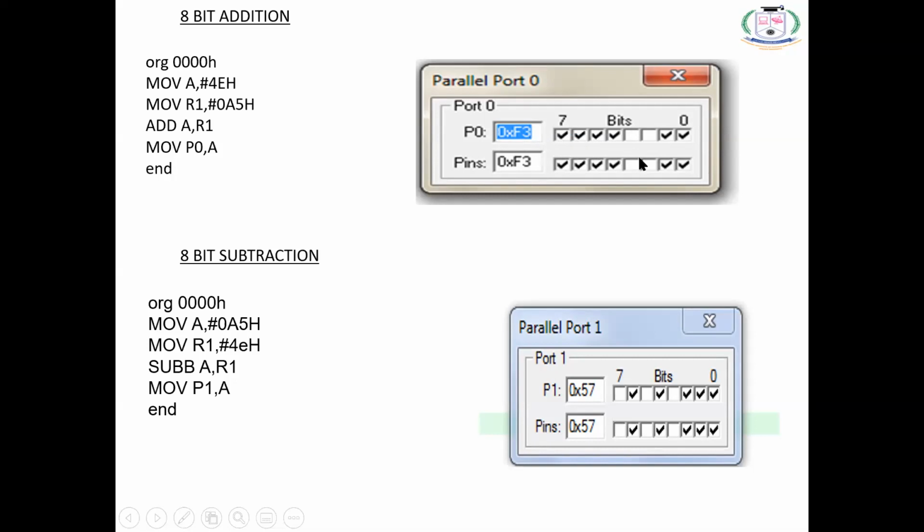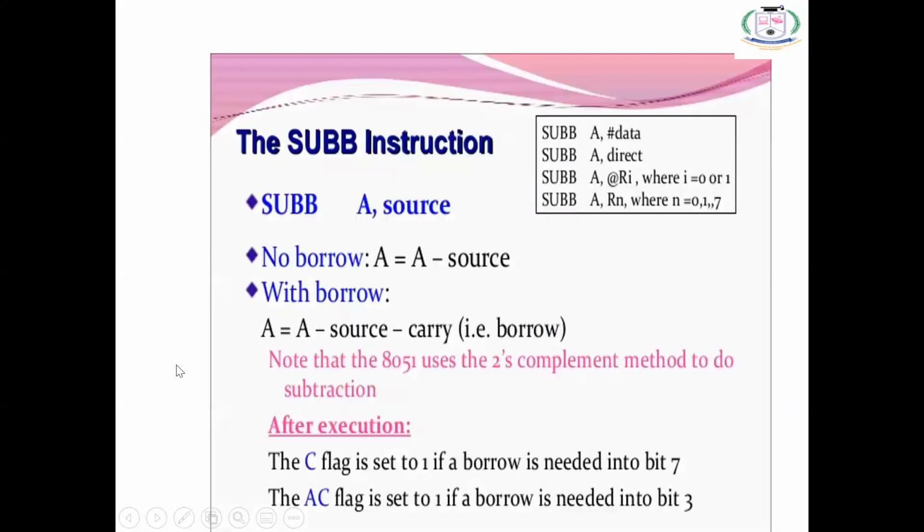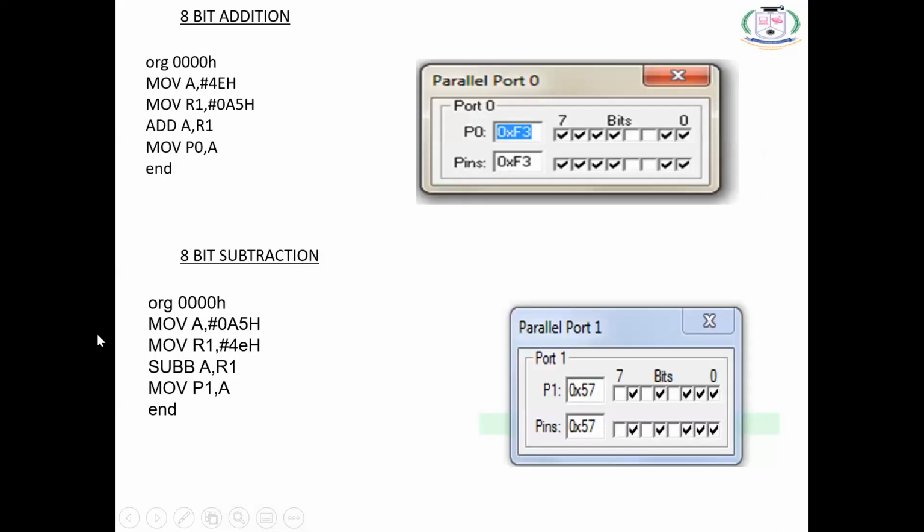Are you clear? Okay. The next one is 8-bit subtraction. I'm doing my subtraction operation. Again, the same process, but here you have the option of SUBB. I think once again I will refresh that. SUBB means what, ma'am? If there is no borrow or no carry, it is accumulator minus the value which is given in the program. If borrow is there, it is A minus source minus carry. Carry is nothing but what we call borrow in subtraction. So here we have the instruction SUBB.